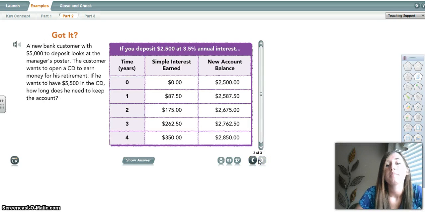A new bank customer with $5,000 to deposit looks at the manager's poster. The customer wants to open a CD to earn money for his retirement. If he wants to have $5,500 in the CD, how long does he need to keep the account?